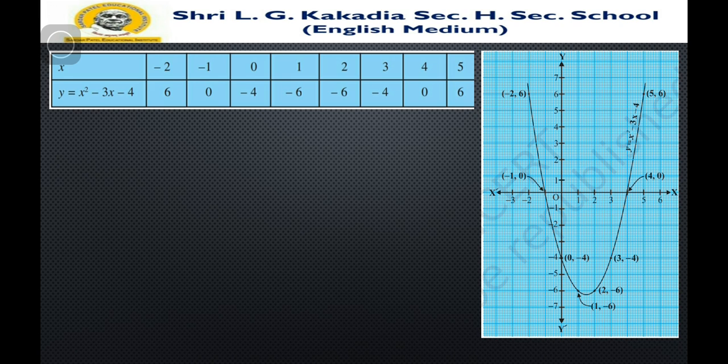As you can see, this graph passes through the coordinates minus 2 comma 6, minus 1 comma 0, 0 comma minus 4, 1 comma minus 6, 2 comma minus 6, 3 comma minus 4, 4 comma 0, and 5 comma 6. So here you can see that the graph intersects the x-axis at two points, that is minus 1 comma 0 and 4 comma 0. We can say that the graph intersects the x-axis two times. So the graph has two zeros.